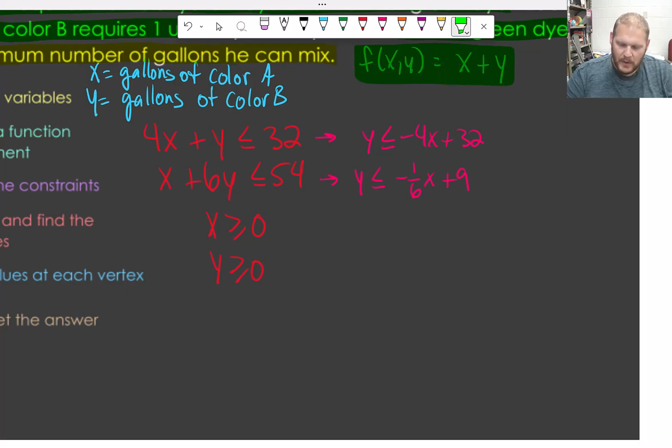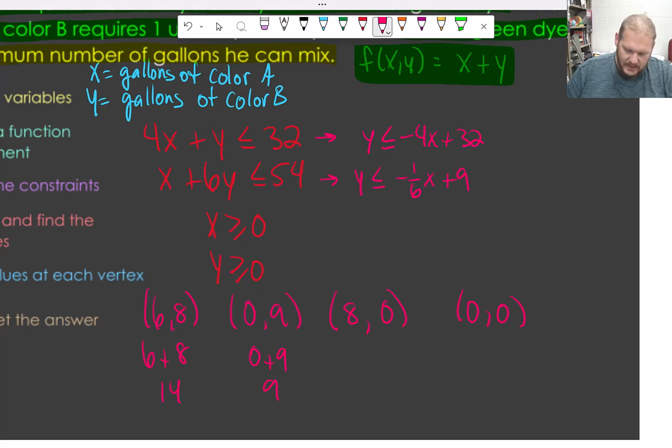Okay, so I'm going to test each of these points. I'm going to do this in pink. So we had 6, 8, 0, 9, 8, 0, and then 0, 0. So if we just add those together, 6 plus 8 is 14, 0 plus 9 is 9, 8 plus 0 is 8, and 0 plus 0 is 0. So this option right here, creating 6 gallons of color A and 8 gallons of color B, is going to give us a total of 14 gallons that the painter has available. So that would be our maximum value.